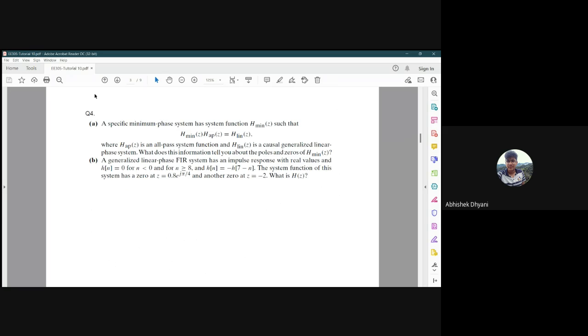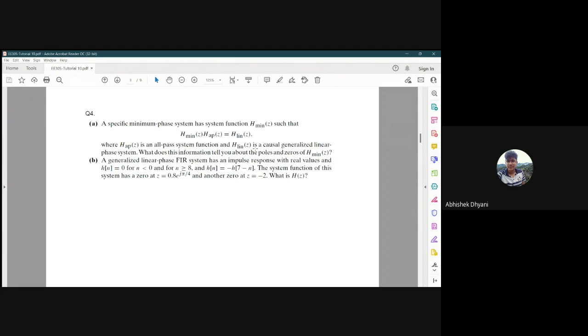Okay, so for the last question, we have been given a specific minimum phase system that has system function H min z such that H min z times H ap z, which is an all pass system function, is equal to H lin z, which is a causal generalized linear phase system. So the first question says, what does this information tell you about the poles and zeros of H min z?